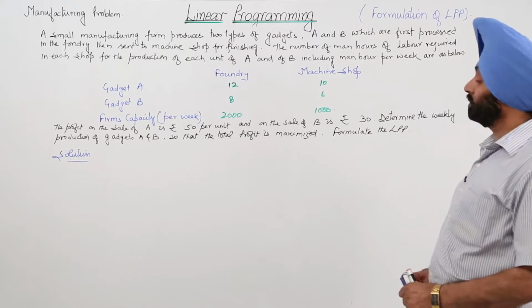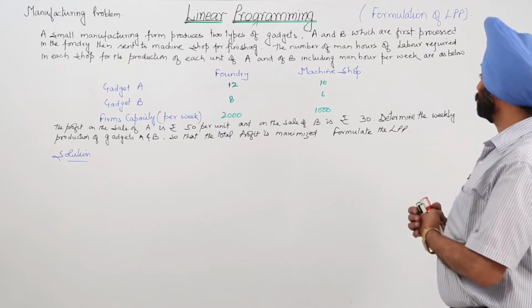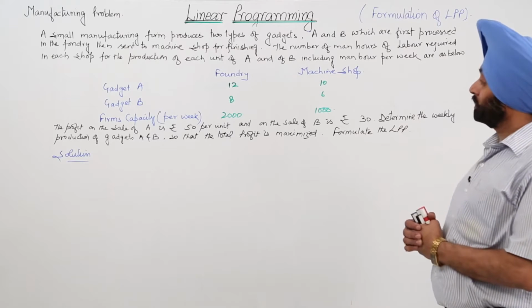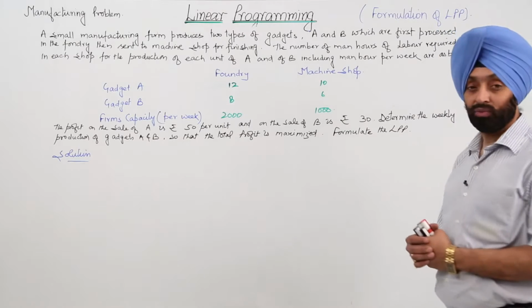Next, formulation for a manufacturing problem. Now a small manufacturing firm produces two types of gadgets A and B, which are first processed in the foundry and then sent to the machine shop for finishing.